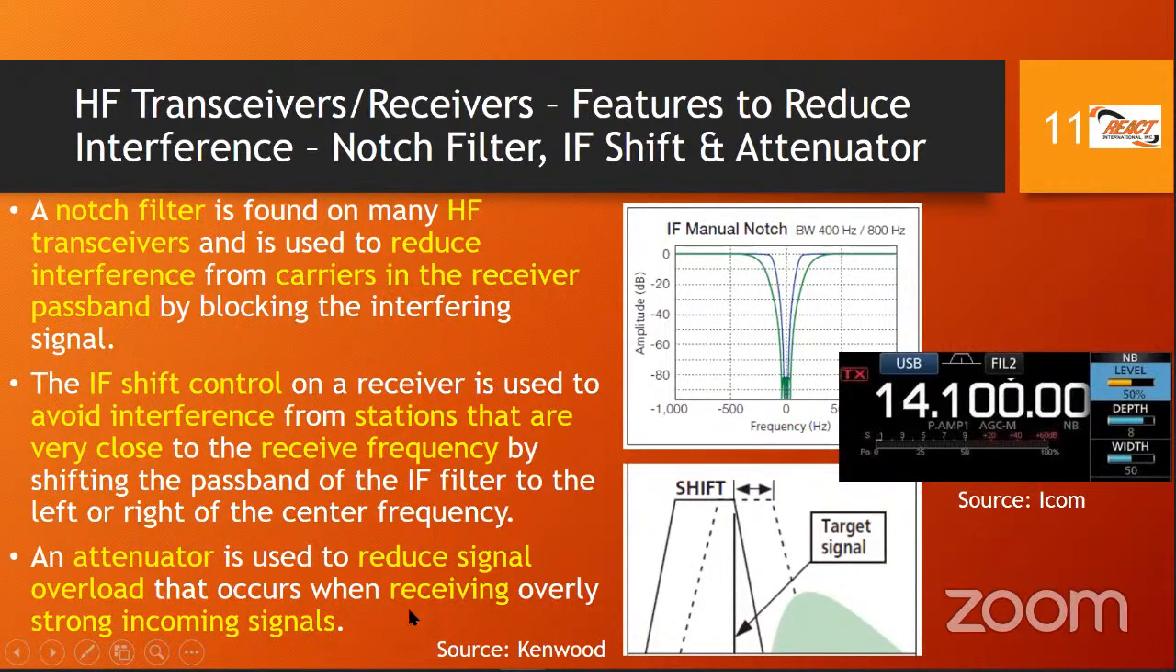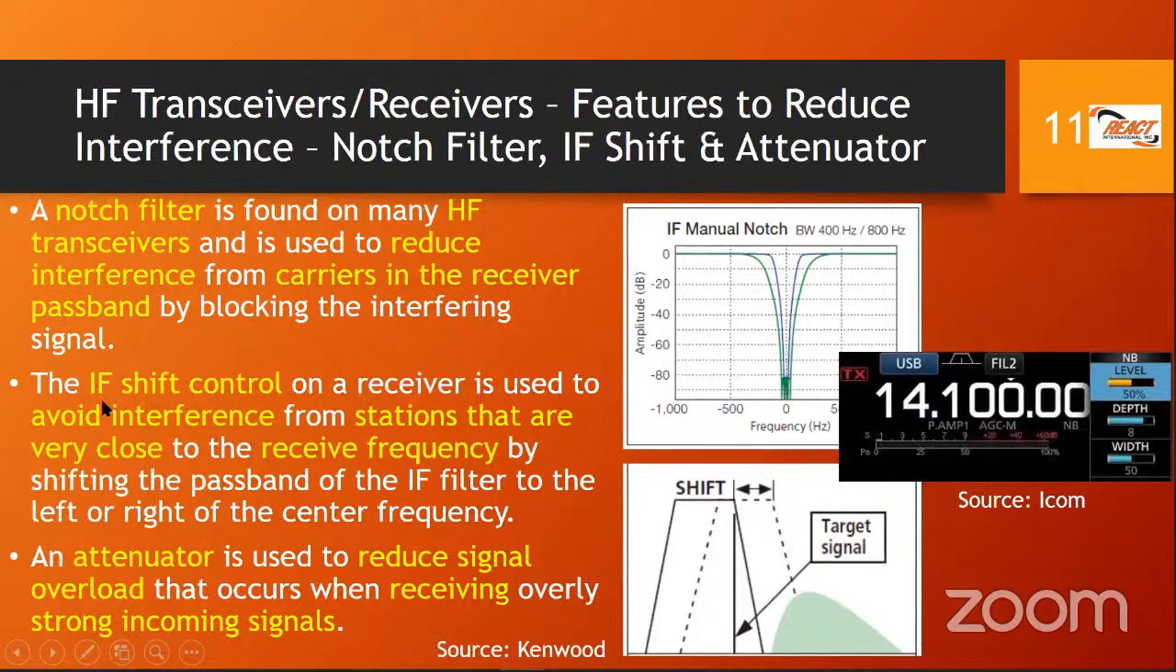So we say that an attenuator is used to reduce signal overload that occurs when receiving overly strong incoming signals. So if there's a very strong signal and it's too strong, that's overload, right? It's just like having too much water pressure. See, flooding, that's too much water. Too much of anything is probably sometimes good for nothing. So use your attenuator to reduce that signal, right?